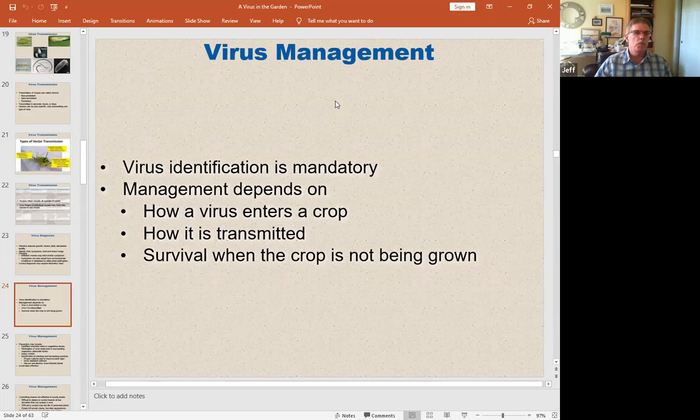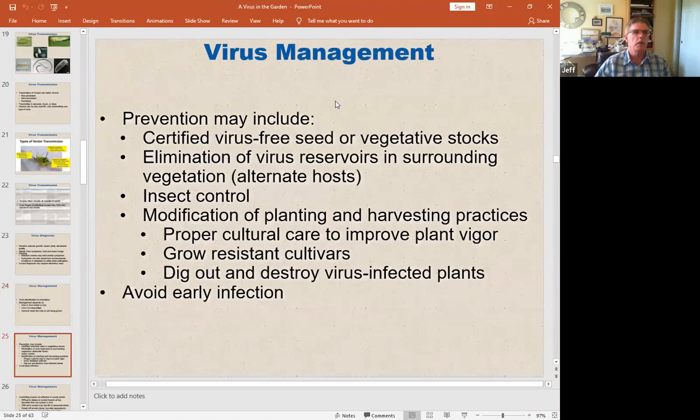Virus identification is mandatory if we are to take the best management steps to control viruses. So management depends on how a virus enters a crop. Does it come from neighboring crops? Does it come from alternate hosts? Does it come with vegetative debris? How is it transmitted? Once it's in the crop, how does it go from plant to plant? And how does it survive when the crop is not being grown? So these could be weak links in the life cycle of a virus that can be exploited for management.